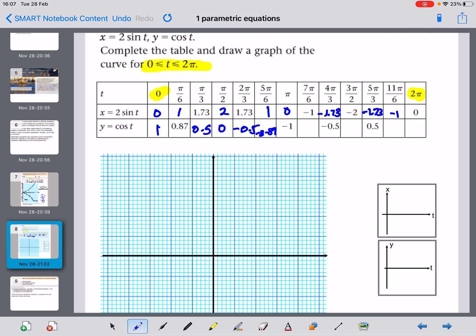When t is 7 pi on 6, that's negative 0.87. When t is 3 pi on 2, y is 0. When t is 11 pi on 6, y is 0.87. And when t is 2 pi, y equals cos of 2 pi, which is 1. Okay, so again, we're going to plot x against y. You can see x is going from minus 2 to 2, and y is going from minus 1 to 1.